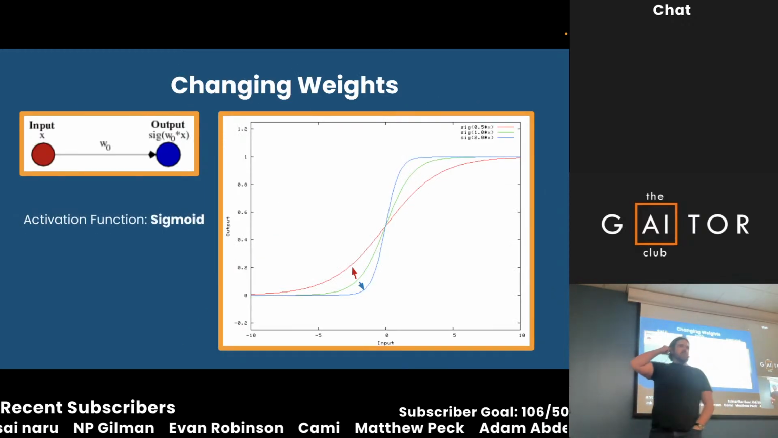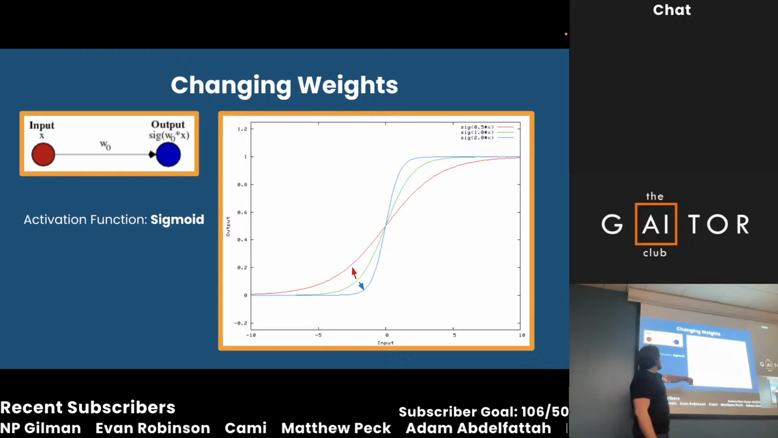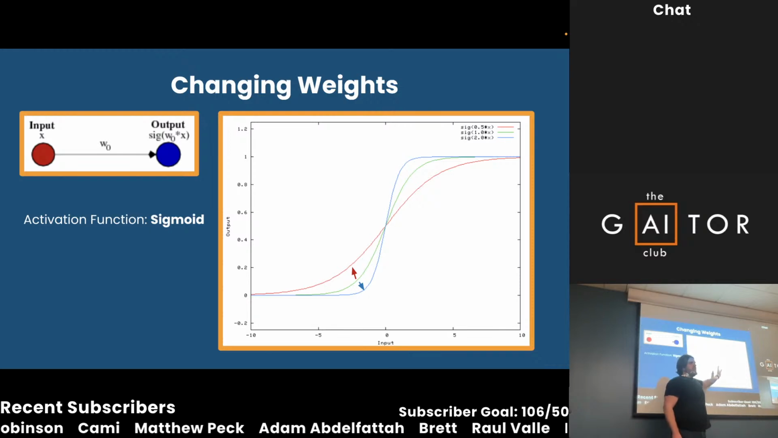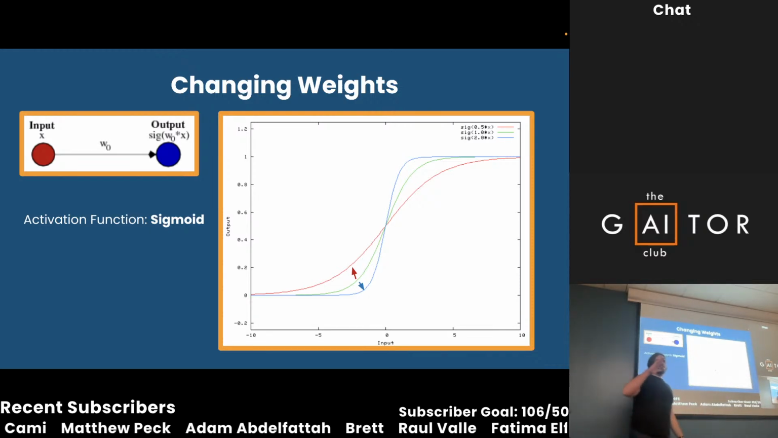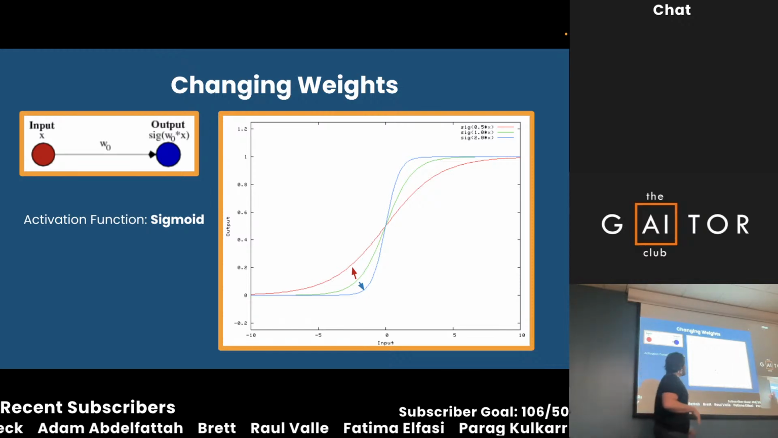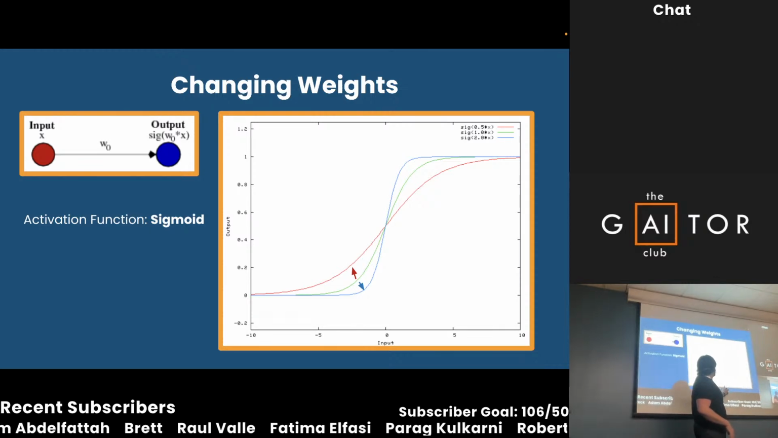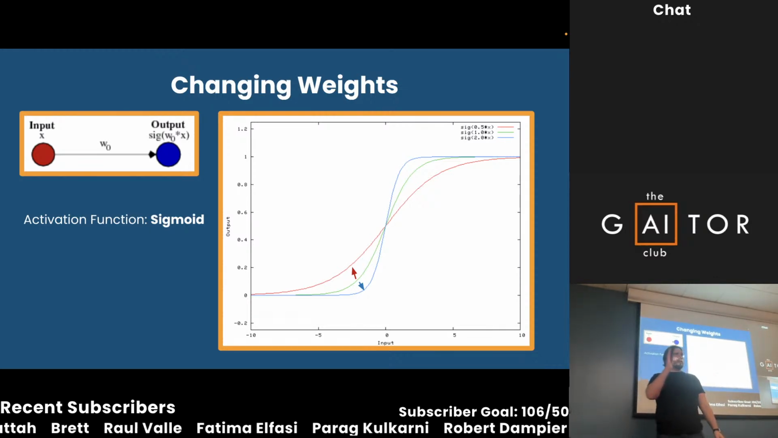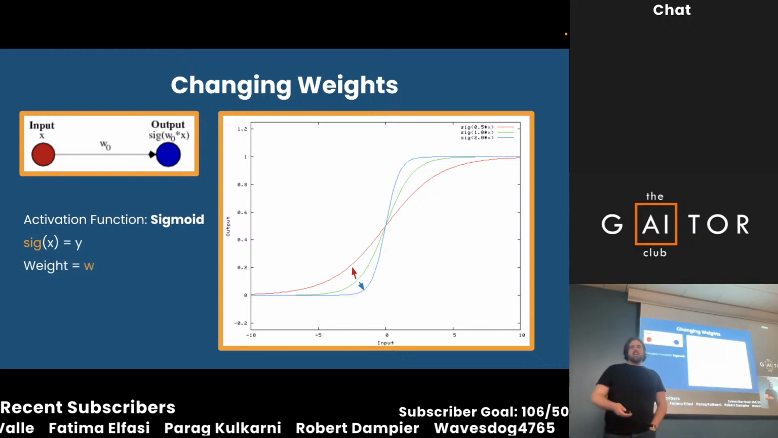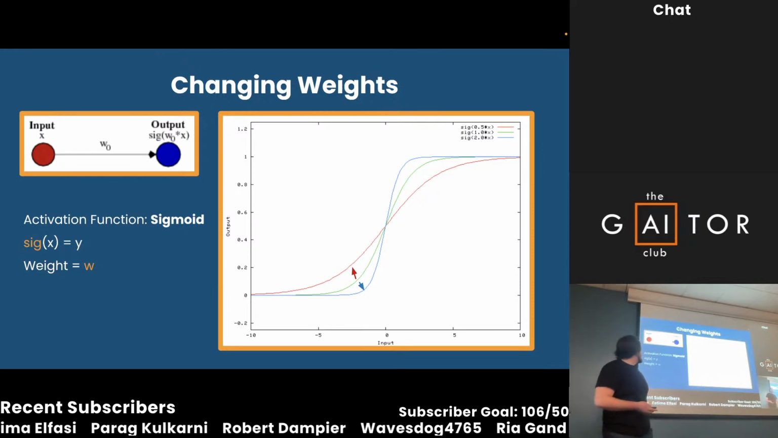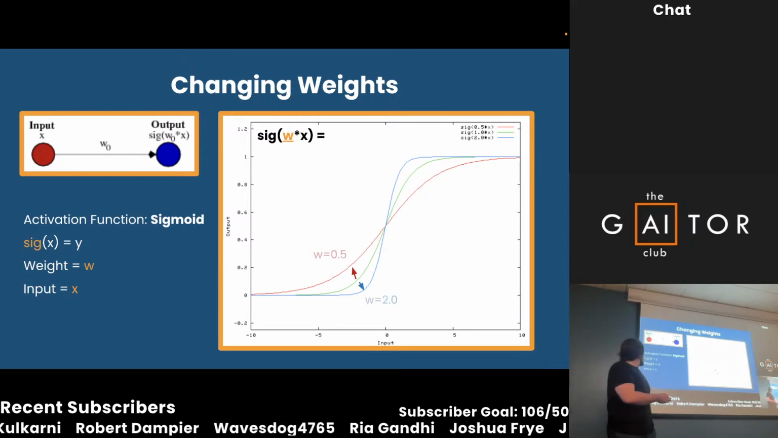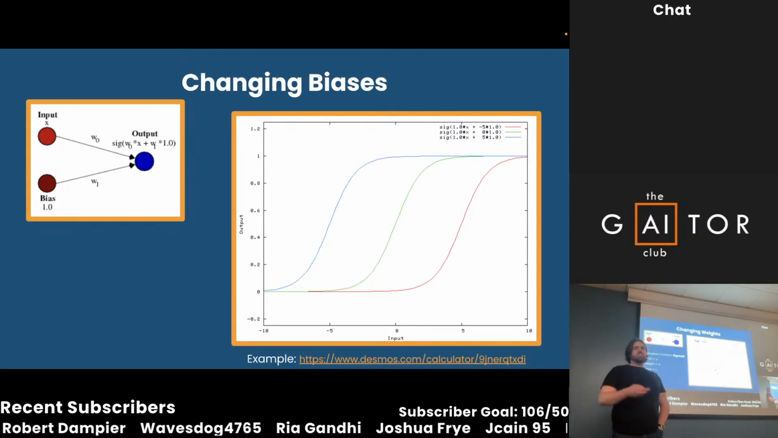So here's what changing weights looks like. As you can see, when the weight decreases, it becomes less confident of what it is. And when the weight becomes higher, it becomes more confident that at that bias, that's where that bias stands. Visually, you can kind of understand it. This is an example of a sigmoid, input equals x, weights w.